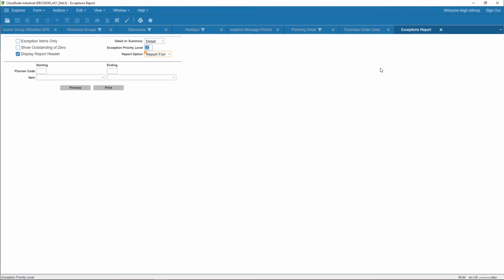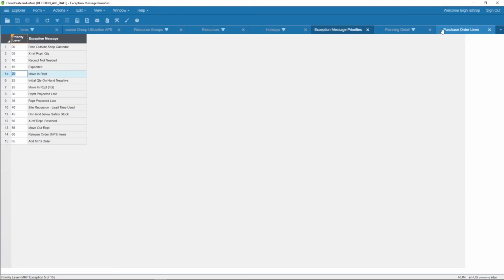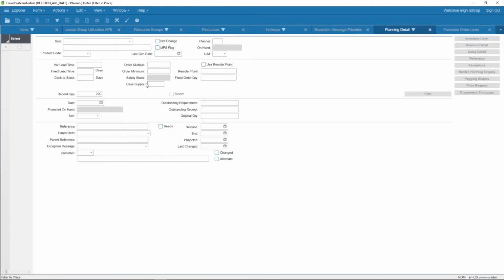As an aside, if we go into planning detail, you can select the specific exception message that you want to look at, move in receipt, and turn the filter off, and you will get a listing of all of the purchase orders where the system says, especially if you have this updated with your planner codes, you can see which of the purchase orders you need to pull in.